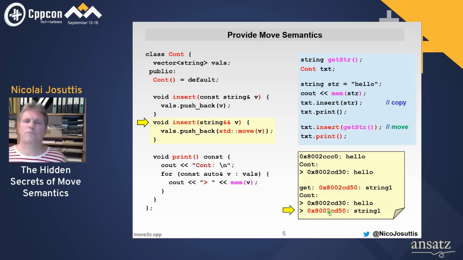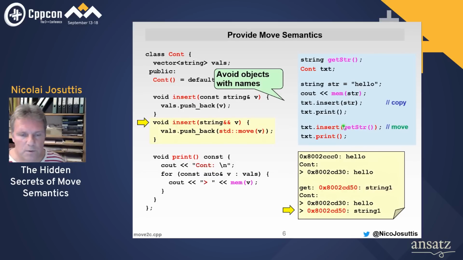So far, so good. If you're familiar a little bit with move semantics, that might be nothing new for you. So the only benefit from this is, assume we have here the beginning where we copy the string. We have a name for the string and we insert it. And here we directly use a return value. It's a good idea if you use move semantics to avoid objects with names.